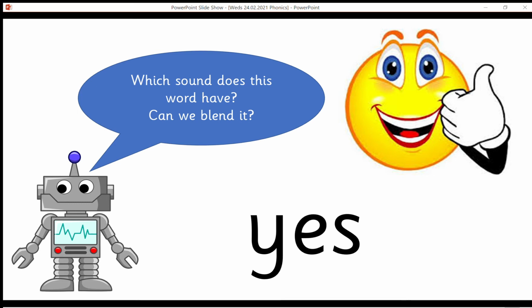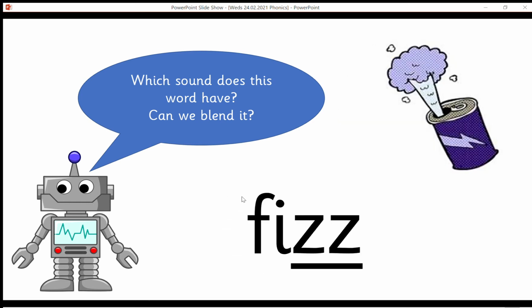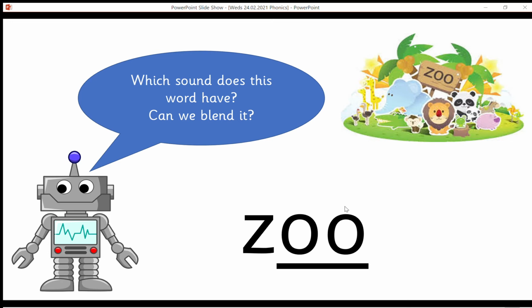And my turn. Yes. What sound does this word have? Yeah, good job. It has the y sound, doesn't it? Well done. Okay, next one. Your turn to blend. And my turn. Fizz. What sound does this word have? Yeah, super. It has digraph z. Well done. Okay, your turn to blend.